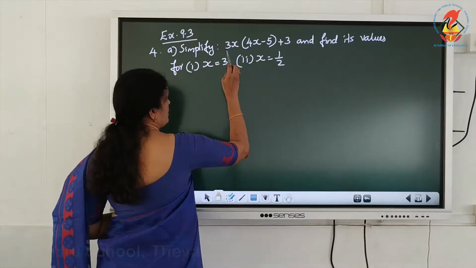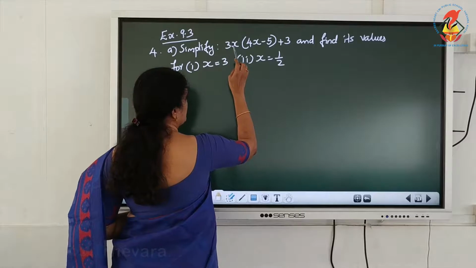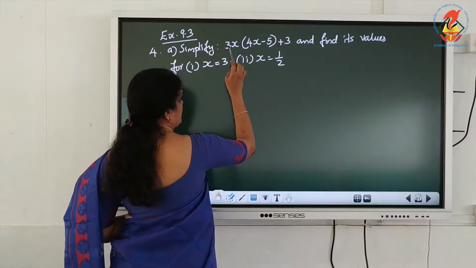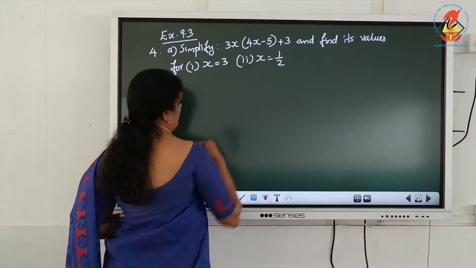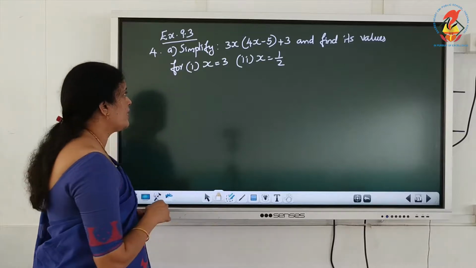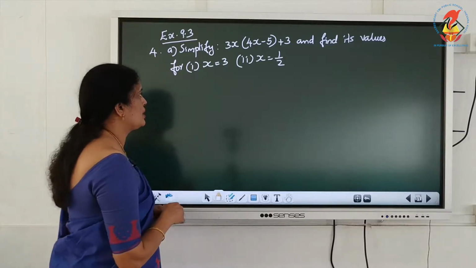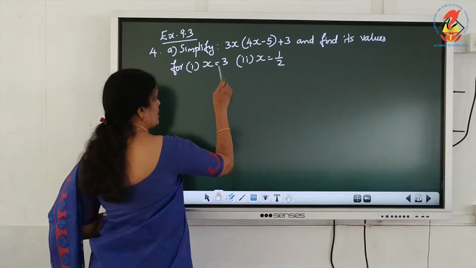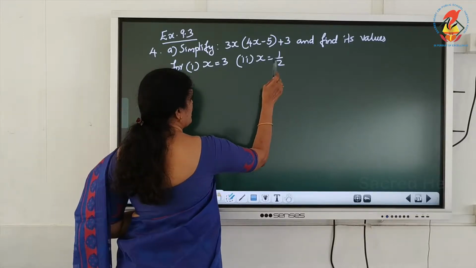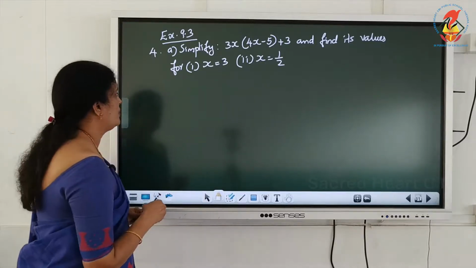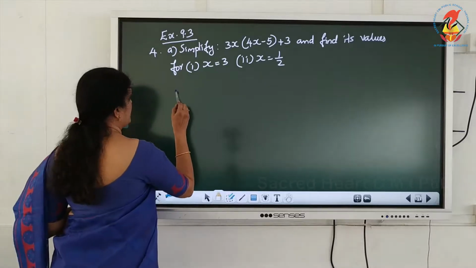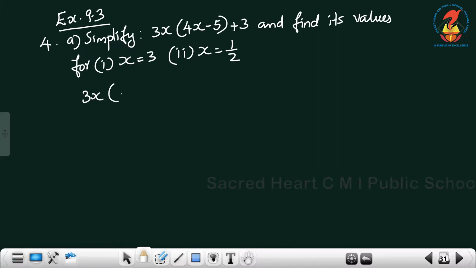By using distributive law, we can write as 3x into 4x minus 3x into 5 plus 3. After you simplify this expression, you substitute in the place of x, first x equal to 3, second x equal to 1 by 2. First, simplify this expression, 3x into (4x minus 5) plus 3.